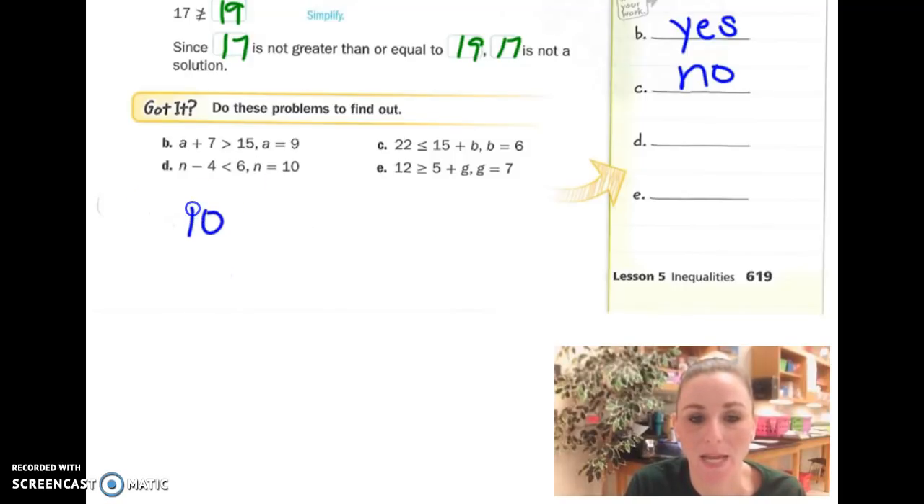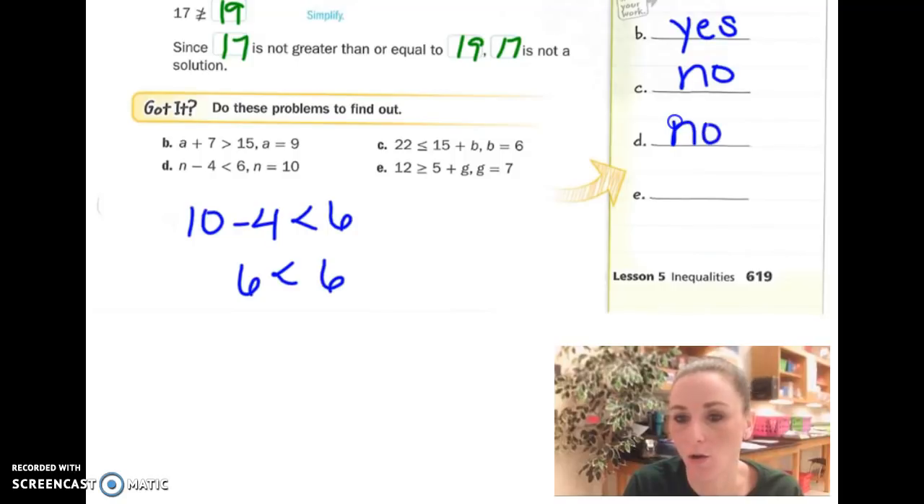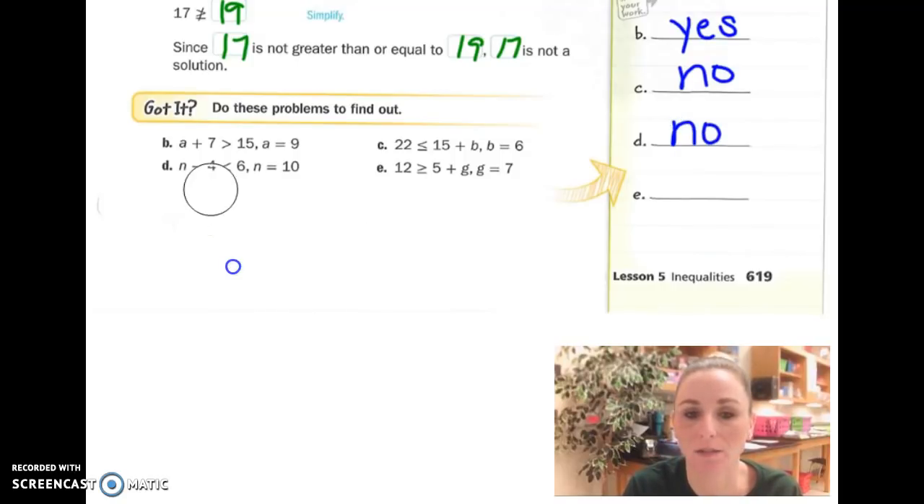And let's take a look at D. We're going to replace n with 10. Minus 4 is less than 6. 10 minus 4 is 6. 6 less than 6? Nope. That is not a solution.